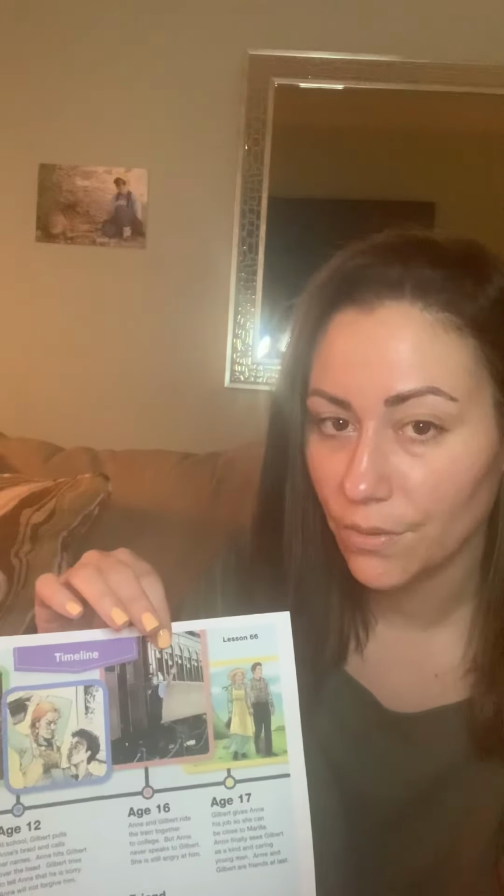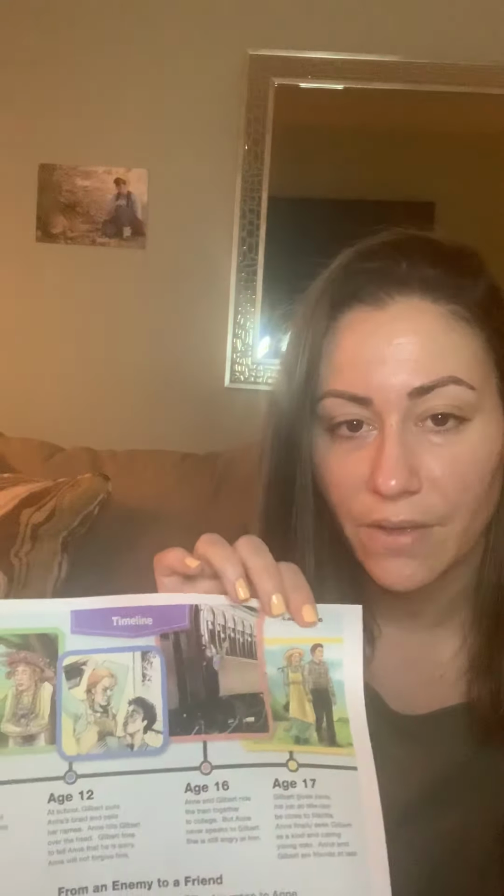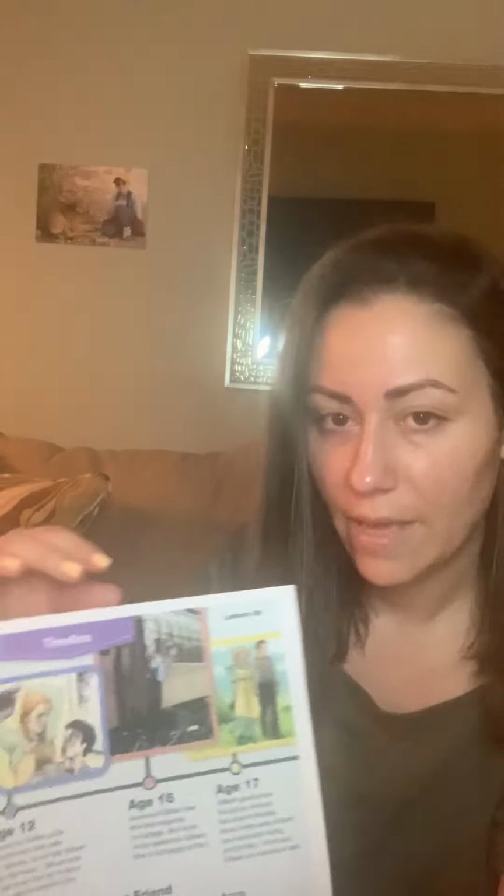Anne and Gilbert ride the train together to college, but Anne never speaks to Gilbert. She is still angry at him. So at age 16, she's still angry at Gilbert. Then we go to age 17 at the end of the book, chapter 10. Gilbert gives Anne his job so she can be close to Marilla. Anne finally sees Gilbert as a kind and caring young man. Anne and Gilbert are friends at last. And we see in the picture they're holding hands. And we remember that they became friends after Gilbert did that big favor to help Anne.